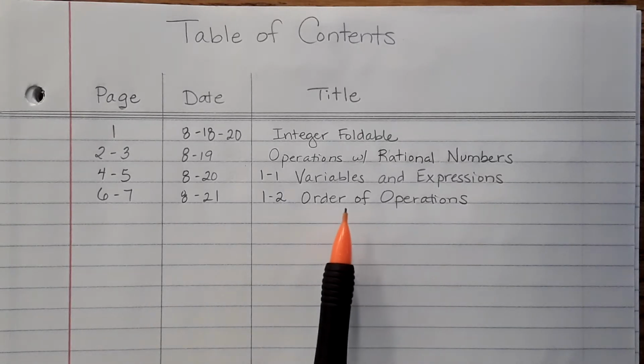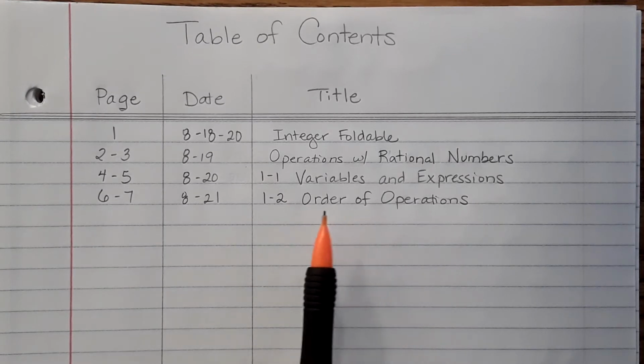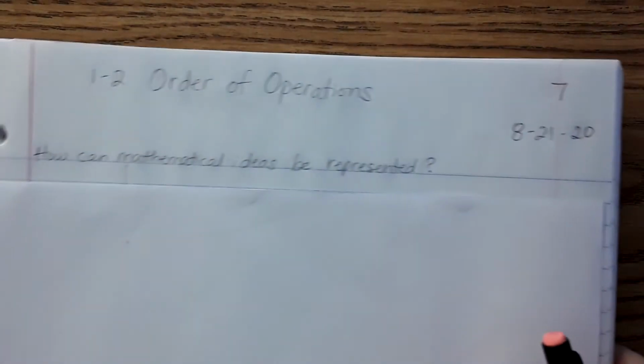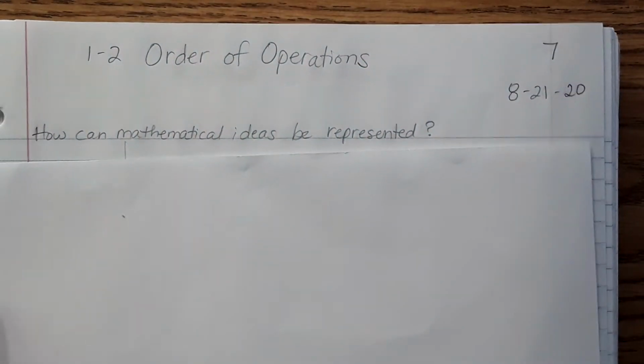Today we're going to work on order of operations. Here's your table of contents. Let's turn to page 7, which is the very next page on the right-hand side.